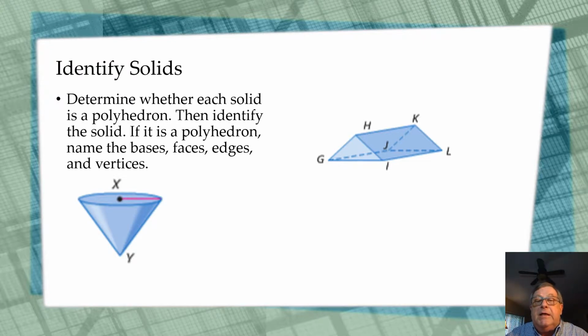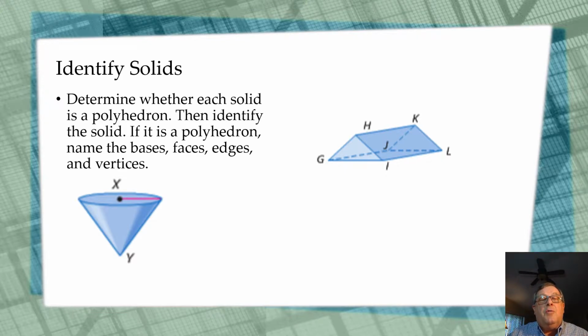So a polyhedron is a three-dimensional solid object. It has flat polygonal faces, straight edges, sharp corners or vertices. So it's a three-dimensional solid. It's got flat polygonal faces. It has sharp corners or vertices with straight edges. Now, not all solid three-dimensional objects are polyhedrons, as we're getting ready to find out.